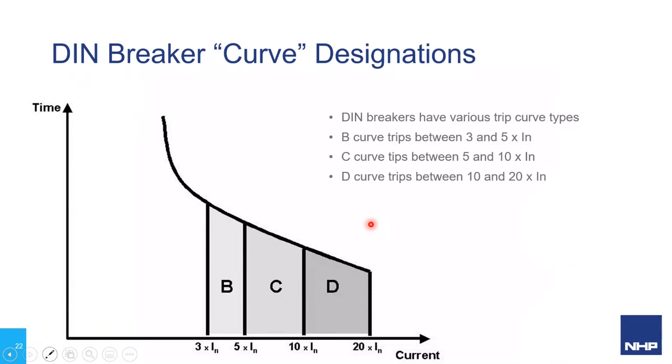To that end, we look at DIN breaker curve designations. So when we're looking at DIN breakers, we have various trip curve types. We have B curve, C curve, and D curve. All of these curve types share the thermal curve characteristic, but they differ in their instantaneous trip points. B curve instantaneous trip value is between 3 and 5 times its nominal curve rating. So, for example, if we have a 10 amp B curve breaker, its instantaneous trip point will be between 30 and 50 amps.